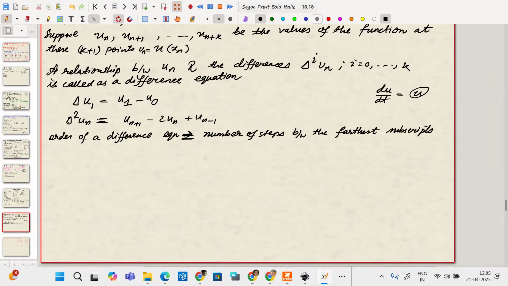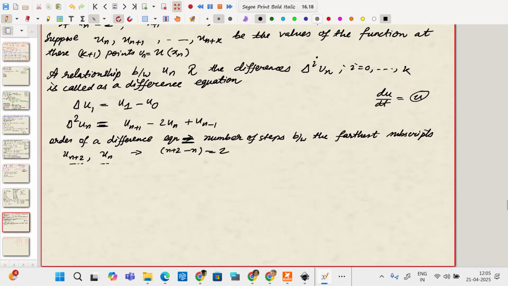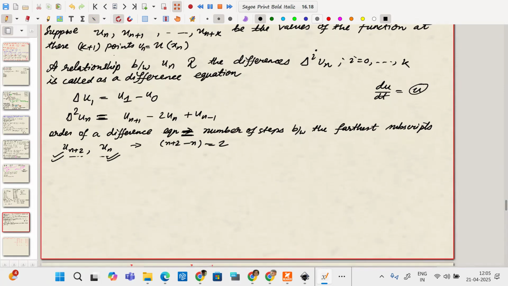Suppose you have a difference equation involving u(n+2) and u(n). What is the order? This is the farthest subscript and this is the initial subscript. So it is n plus 2 minus n, that is 2. So the order of the difference equation is 2, because the equation involves u(n+2) and u(n). The farthest subscript is n plus 2, the least subscript is n. Take the difference, that is 2. That is the order of the difference equation.